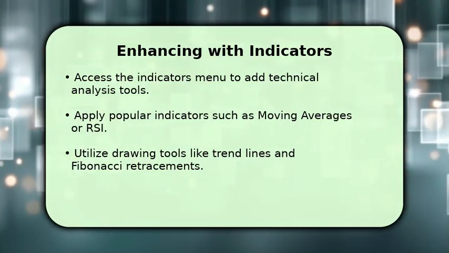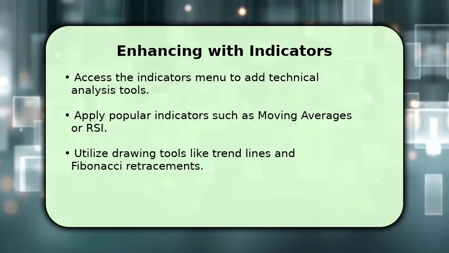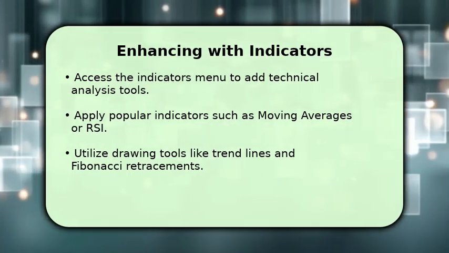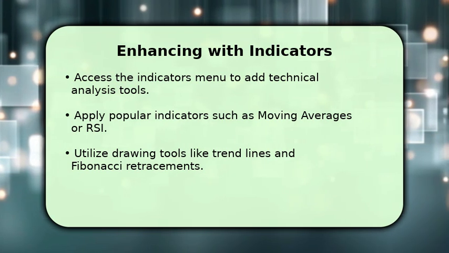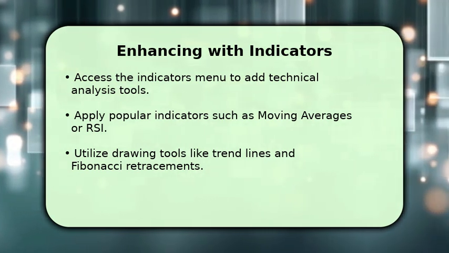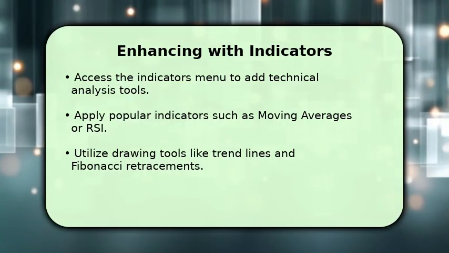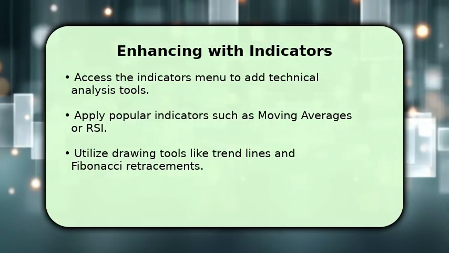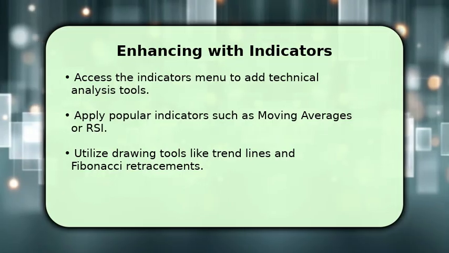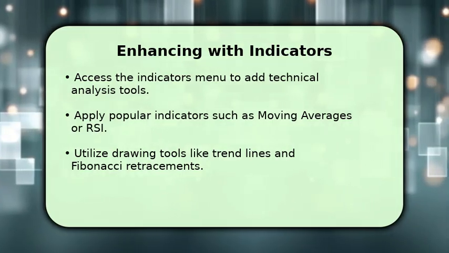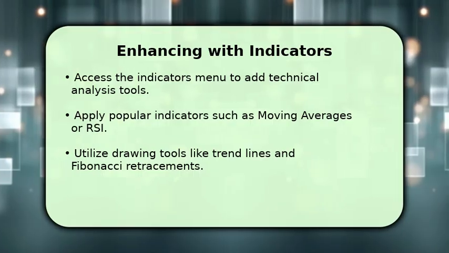Tap the plus icon on the chart to open the Indicators menu. Here, you can search for and apply a wide range of technical tools, like the 20-period moving average or the relative strength index. Don't forget the drawing tools. You can easily add trend lines, support and resistance levels, or Fibonacci retracements directly onto your chart for precise analysis.